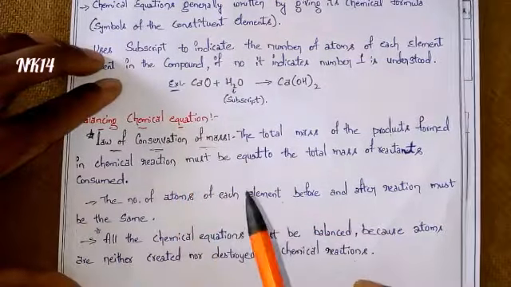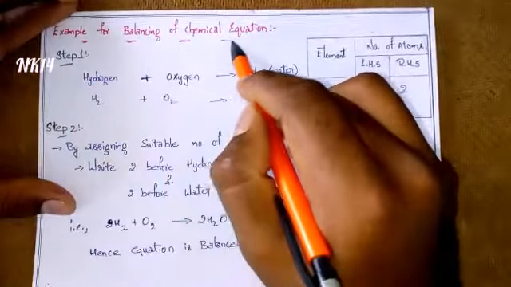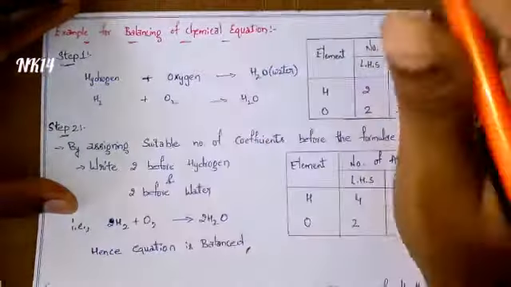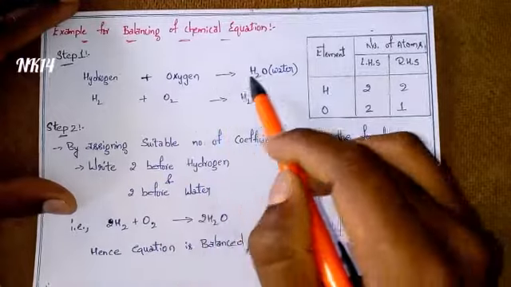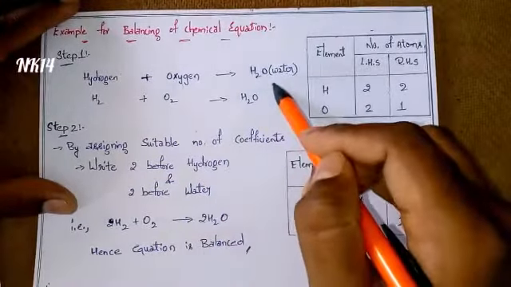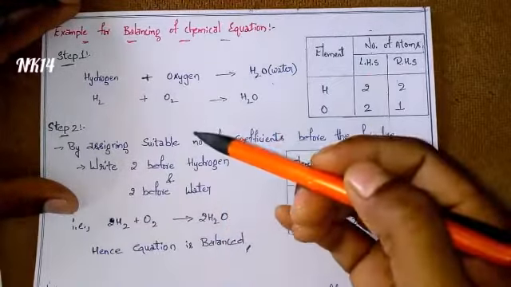So friends, I said I've taken one example. Let's see the example for balancing the chemical equation. I have taken a simple one. Step 1: hydrogen plus oxygen gives water, we know H2O. Here the equation is imbalanced. How is it imbalanced? We can check.